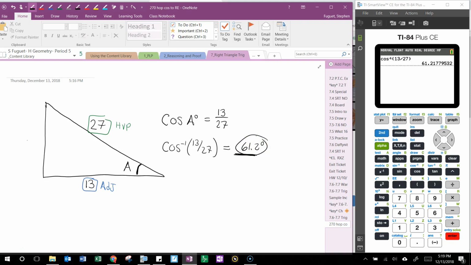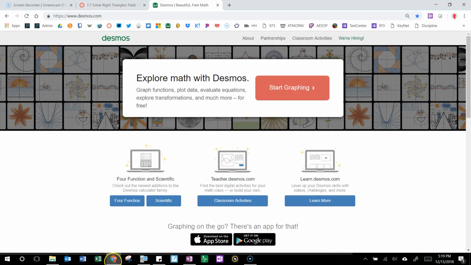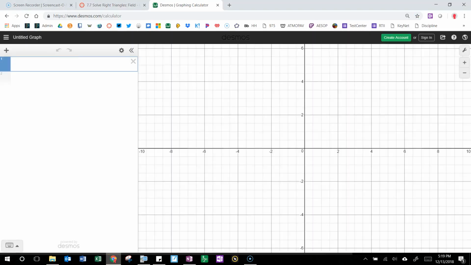Now, if you're completing this at home and you do not have a TI calculator on you, as long as you can access the internet on your phone or on your computer, you can go to Desmos.com to do the exact same thing. So here I am at Desmos.com. You can press start graphing, and just like our calculators, we have to make sure that Desmos is in degree mode so that we know we're putting in degrees.